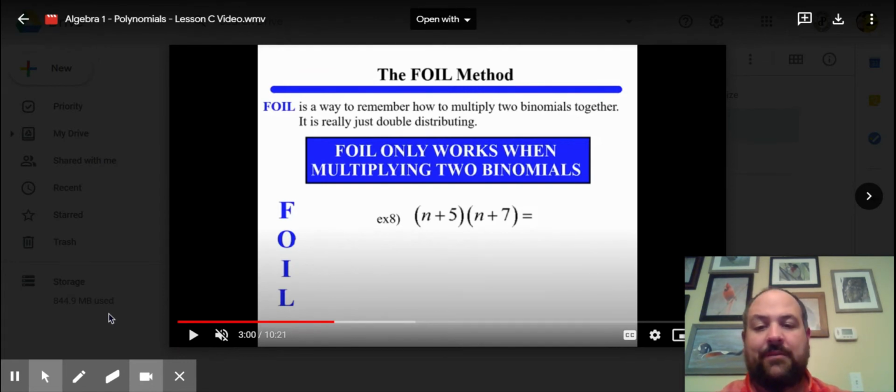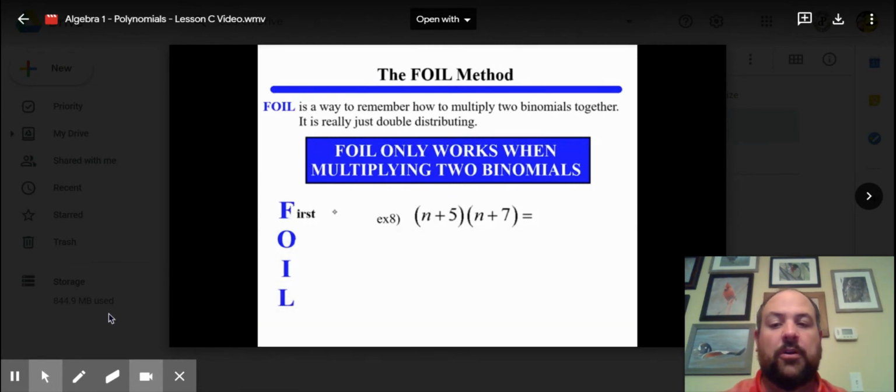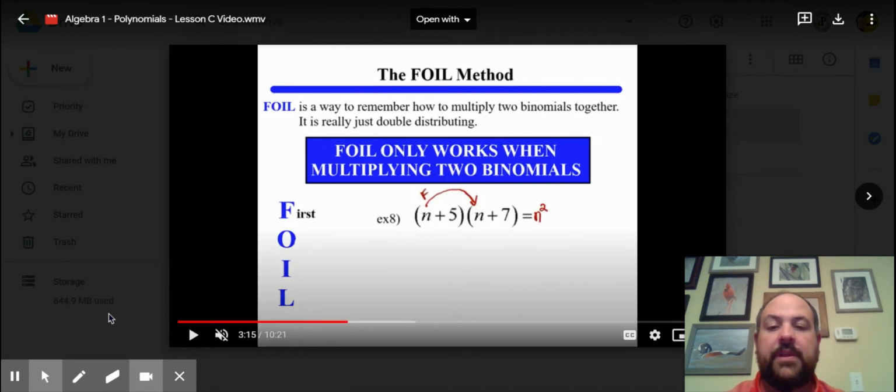So here in number 8, we have n plus 5 times n plus 7. And FOIL is actually an acronym, because FOIL stands for the process by which we do our multiplications. So we're going to walk through here. The F in FOIL stands for first, meaning we're going to multiply the first term in each set of parentheses. In this case, our first multiplication is n times n. That would be n squared.